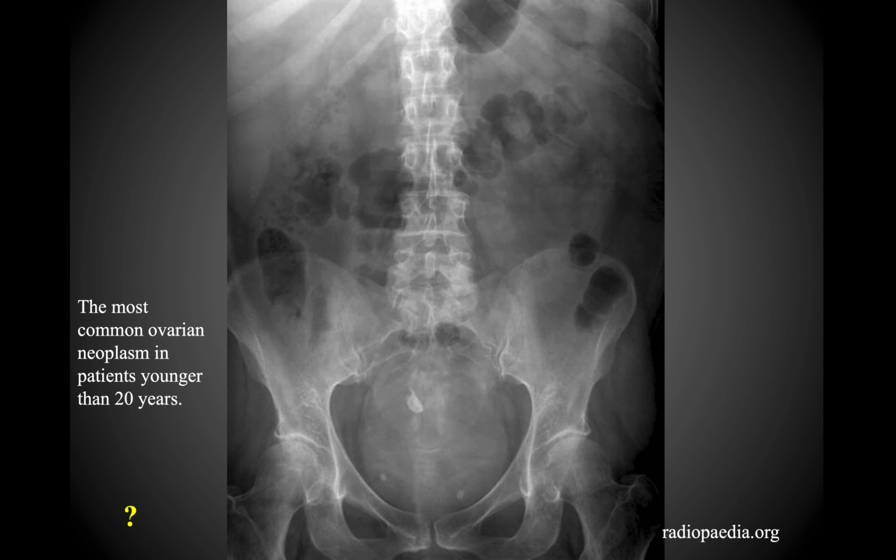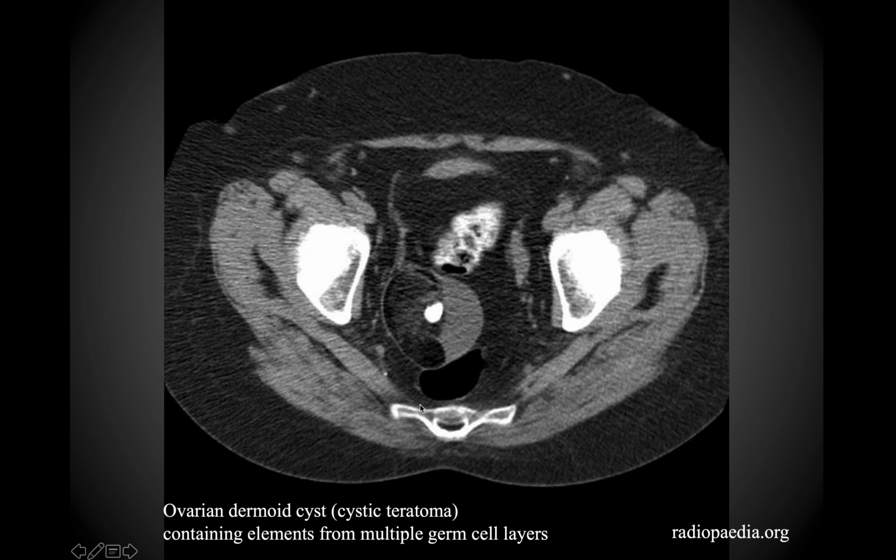All right, so this is an example of the most common ovarian neoplasm found in patients younger than 20 years. So this is what's called a cystic teratoma, or a dermoid cyst. So you can see that located right here within the pelvis of this female.